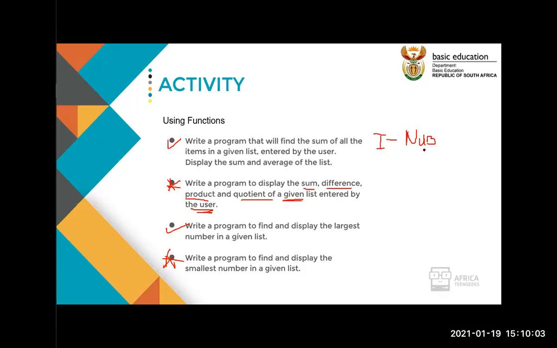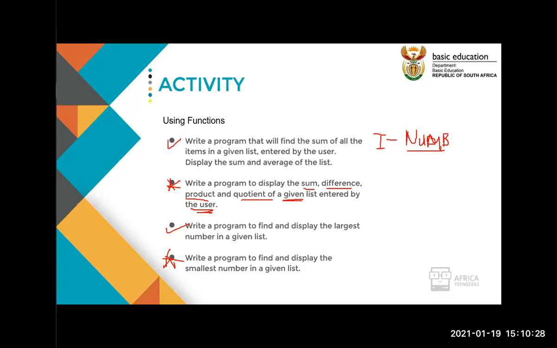So I need to create a variable for numbers, and I need to input it. And the question becomes, do we know how many numbers we are going to be entering? And to answer the question, no, we don't know how many numbers we're going to be entering. So we have to use a while loop.